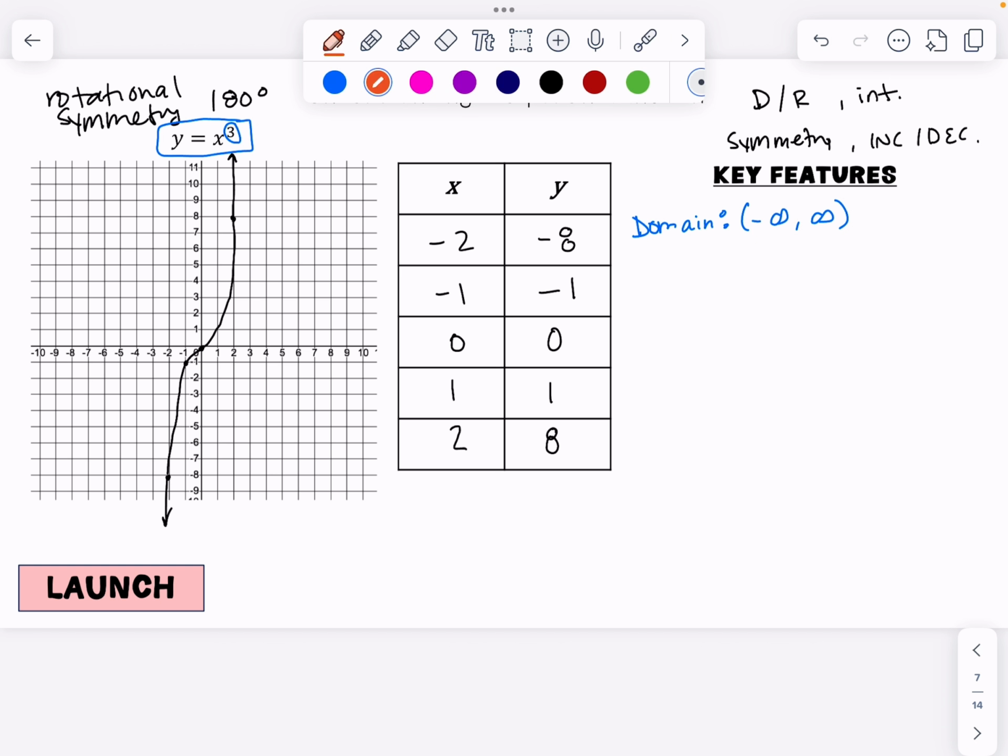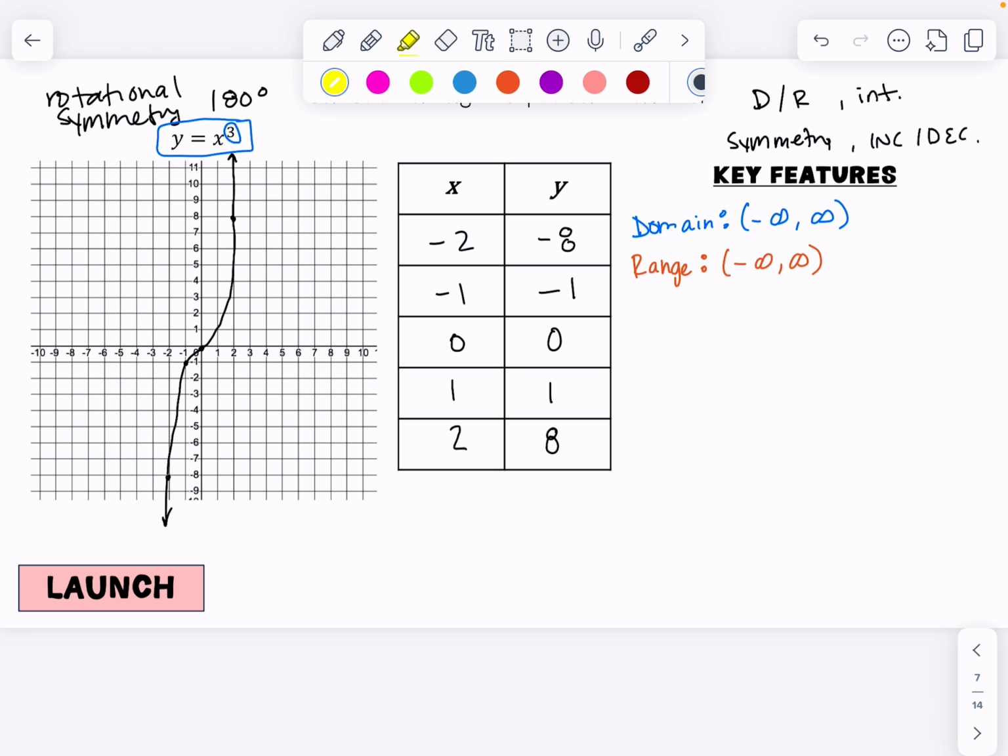When I move into the range, we're going to see something different from the quadratic. In the range of a quadratic, because it had this turnaround point, the range was restricted. It started at a very specific point and then went up, or it started at a very specific point and went down. But here, I don't have a turnaround point. My graph goes from the bottom all the way to the top. And so the range of a cubic function is also all real numbers. There's no restriction on our range.